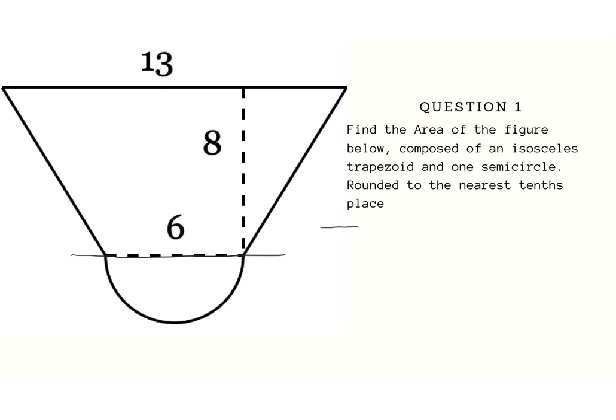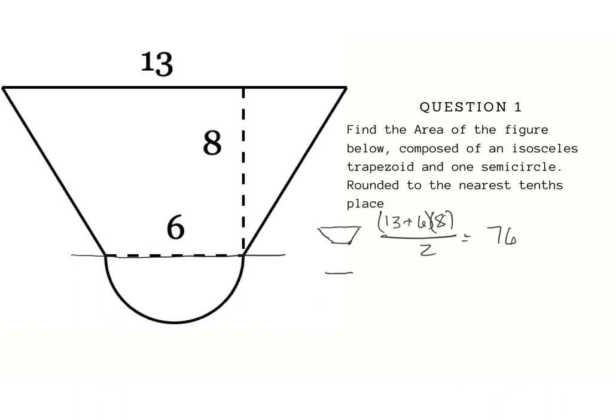So our trapezoid, if you remember back to one of the first videos in this unit, we know that we add the two bases together, so that's 13 plus 6. We're going to multiply by the height and then divide by 2, which my calculator tells me gives a total of 76.